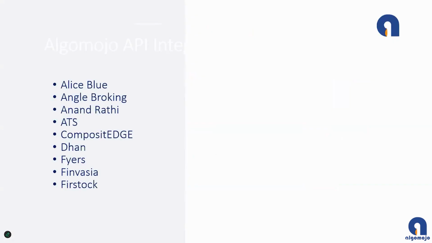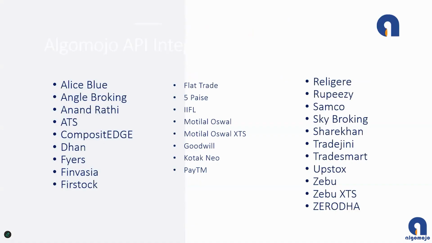We have integrated with close to 27, 28 brokers as of now. Most of the large brokers are already integrated for API trading with us, including brokers like Dhan, Angel, Zerodha, Trade Zebu, Firstock, Finvasia, Shoonya, Fyers. All these brokers are already integrated. So in case you have an account with any of these brokers, you can start using our platform and get to experience all the features that we have. We don't limit any features. You will be able to try out all the features available.